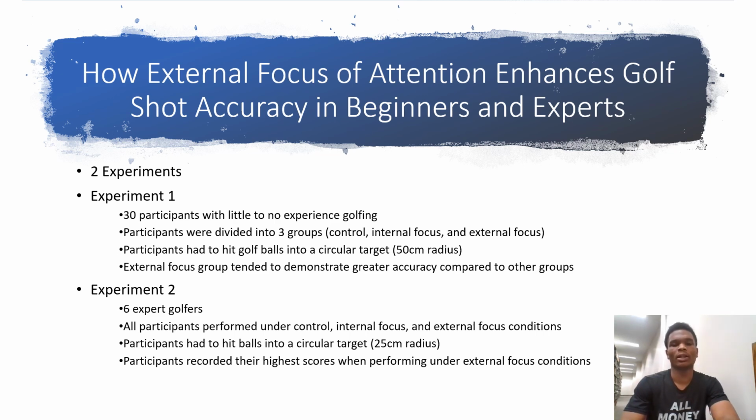In the first experiment, there were 30 participants with little to no golfing experience split into 3 groups. The task for these participants was to hit golf balls into a circular target. Results from this experiment showed that participants in the external focus group tended to demonstrate greater accuracy compared to other groups. In the second experiment, there were 6 expert golfers who performed under all conditions: control, internal focus, and external focus. The task was similar, but the radius of the circular target was 25 centimeters. Results from this experiment showed that participants recorded their higher scores when performing under external focus conditions.